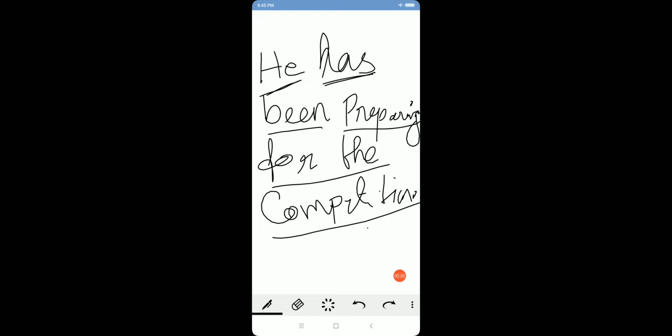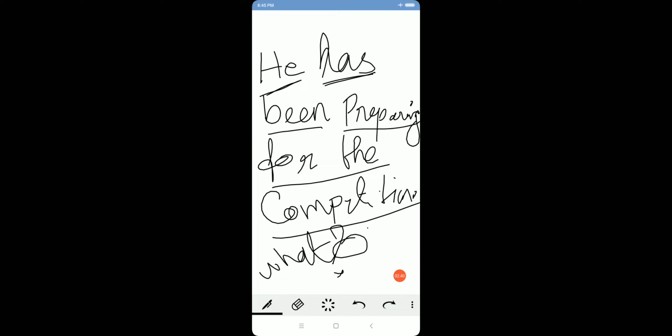So what is for the competition here? It is the object. For what? For the competition. So the object will always answer the question what, right? So he has been preparing for the competition. So this is present perfect continuous tense.